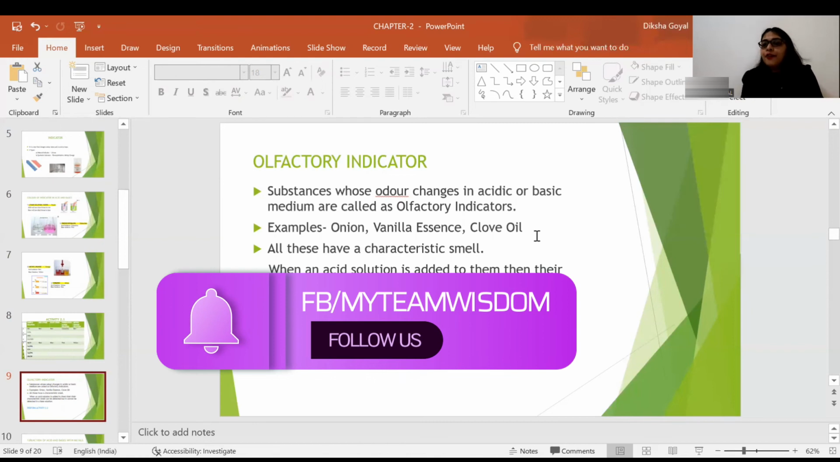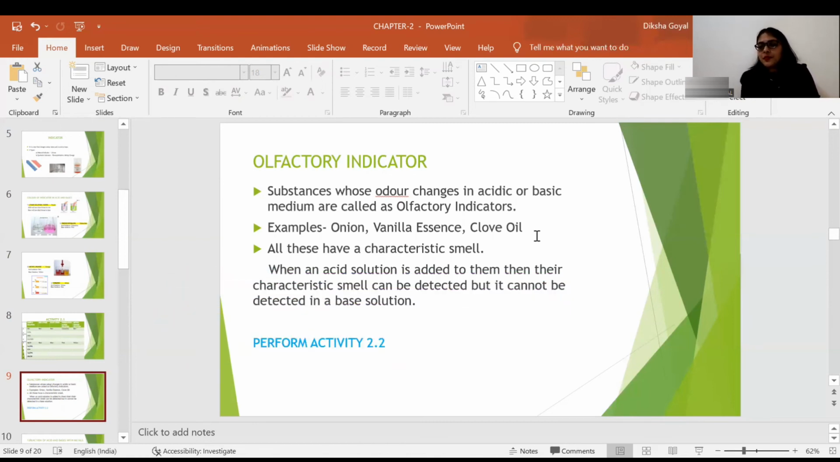Now, if you put acid solution into these substances, then the smell will not vanish. It will remain as such. But if you put a base onto them, then the smell vanishes out. Smell cannot be detected any further. So that means these olfactory indicators or these substances retain their smell in acidic solution, but their smell cannot be detected in base solution. Right? This way we can differentiate between an acid and a base.